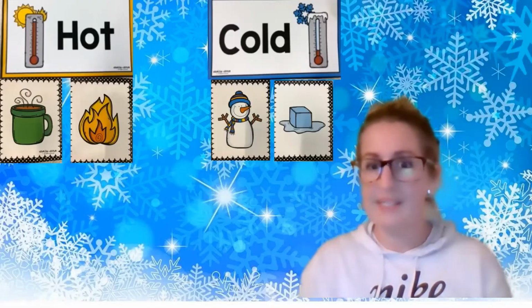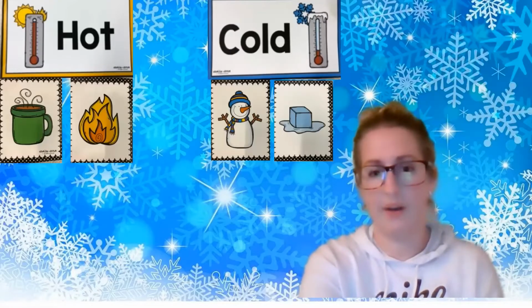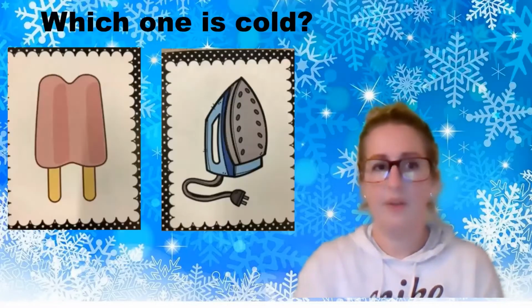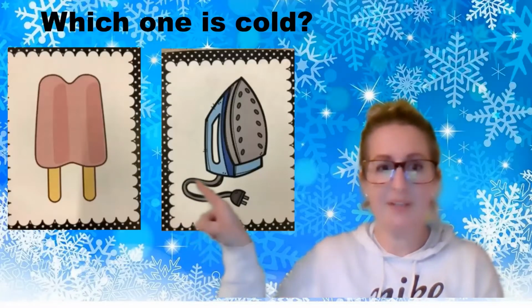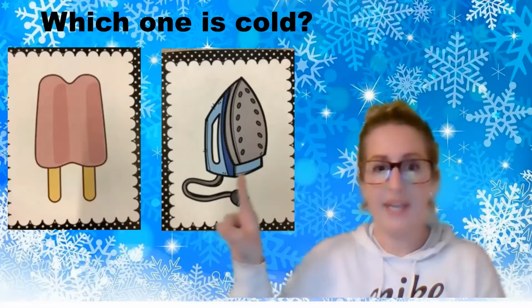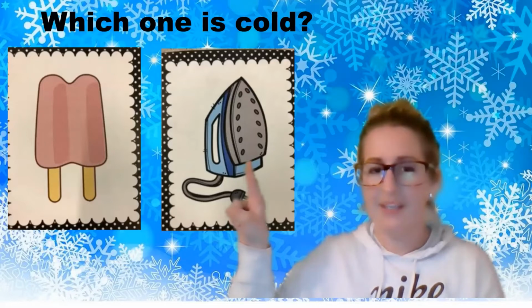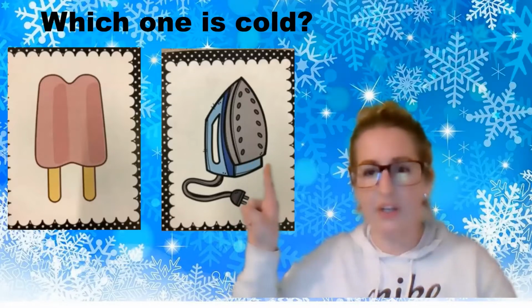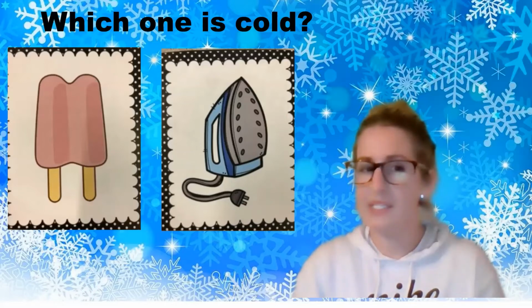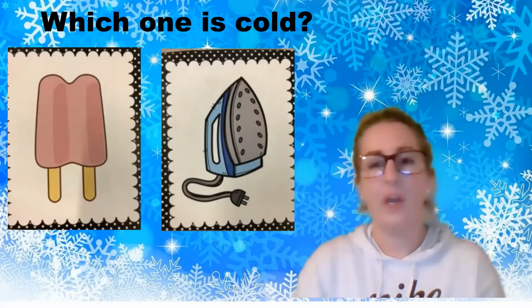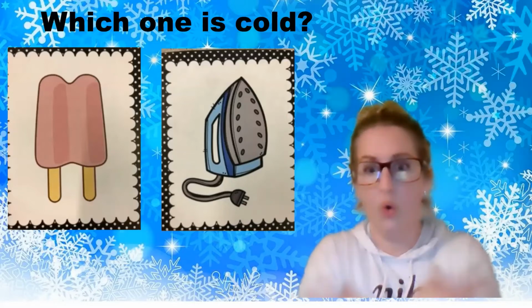All right, guys, let's see what our next two pictures are. Oh, I see that popsicle again over there. And now I see this thing. What is that? It's an iron. It's an iron. So remember, one of these things is hot and one of these things is cold.